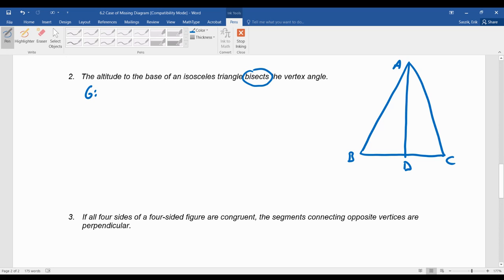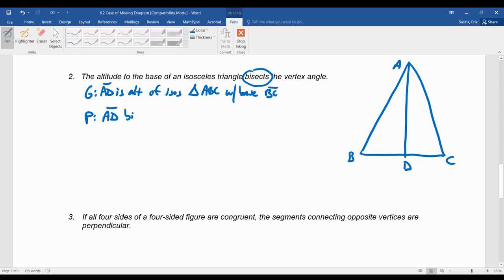So it says we have an isosceles triangle. Again, we can almost do this all at once. AD is the altitude of isosceles triangle ABC with base BC. There's our given. And again, this stuff here that comes after this verb, bisects the vertex angle. That's what we have to say in our prove and for our conclusion.